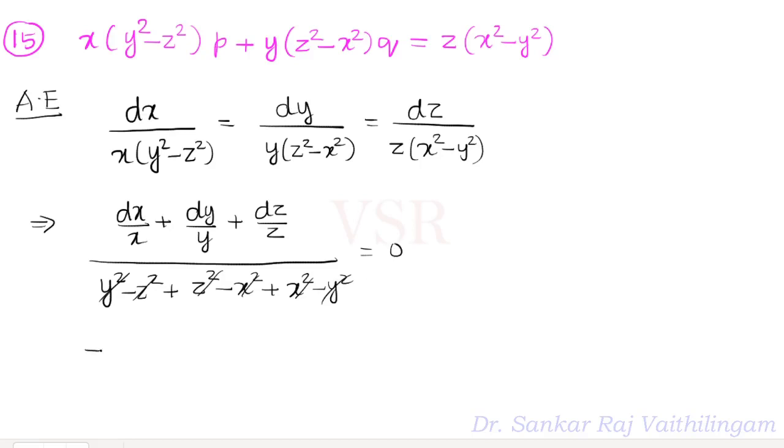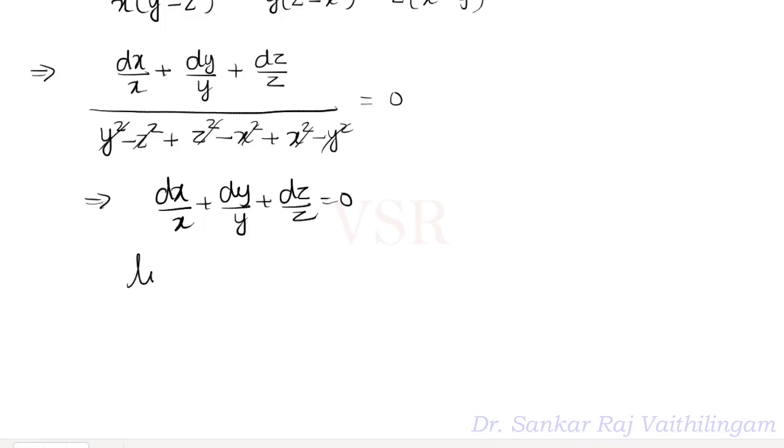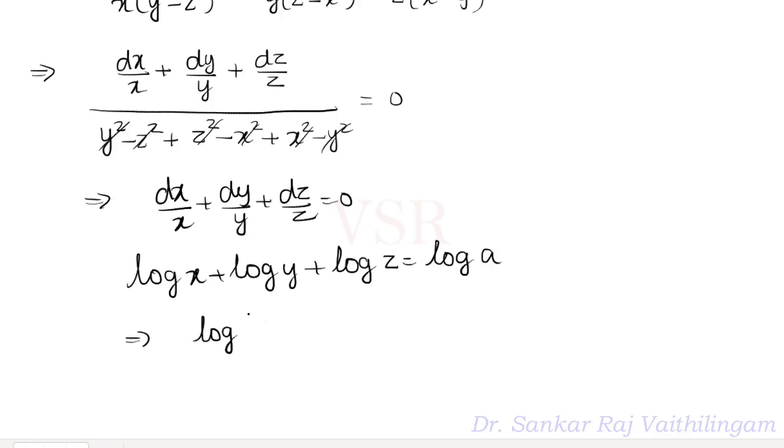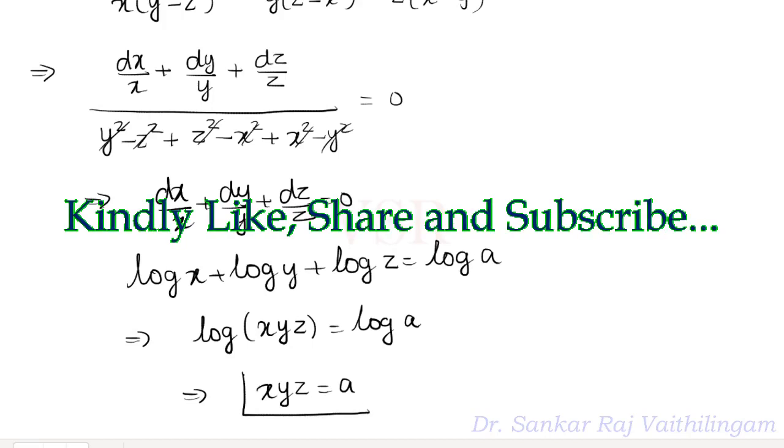அப்போ what we are having is dx by x plus dy by y plus dz by z which is equal to 0. அப்போ இன்டகிரேட் பண்ணா என்ன கிடைக்கும்? This is equal to log x plus log y plus log z which is equal to, we call this to be log a. This implies that log of xyz which is equal to log a. Okay, so this implies that xyz which is equal to a. So this is my first solution.